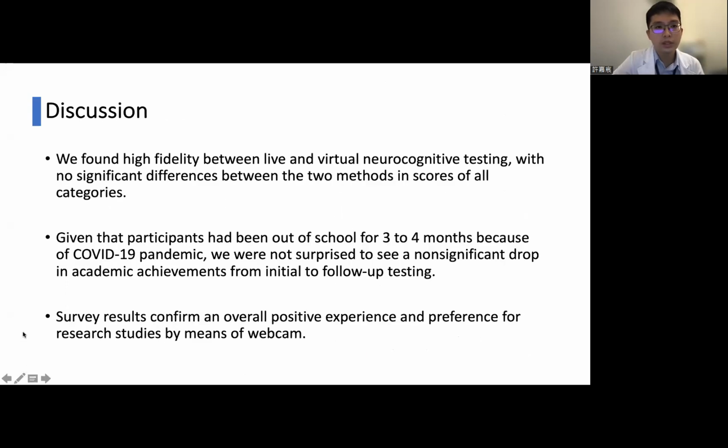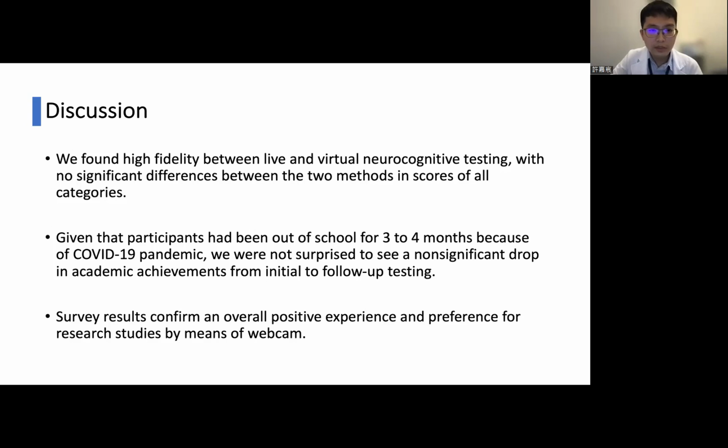So the discussion is, the author found high fidelity between live and virtual neurocognitive testing, with no significant differences between the two methods in scores of all categories. And given that the participants had been out of school for 3 to 4 months because of the COVID-19 pandemic, the academic achievement in the previous table shows a non-significant drop in the retest group.